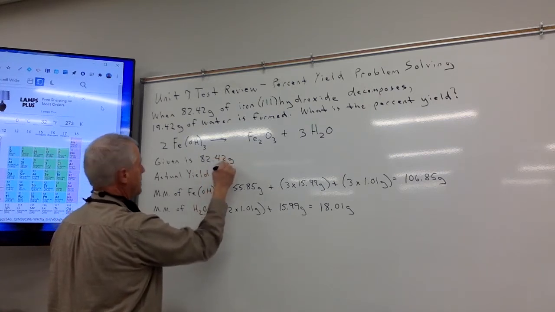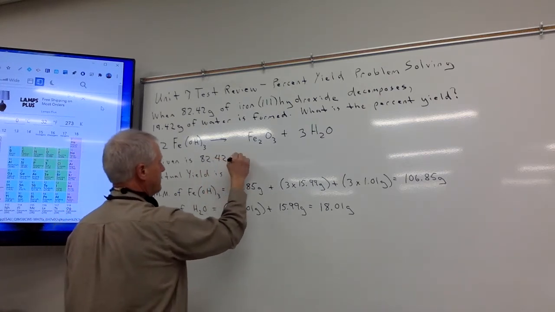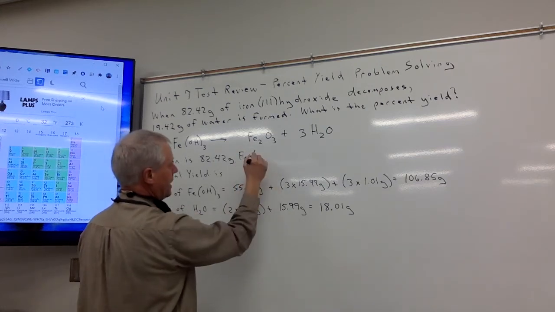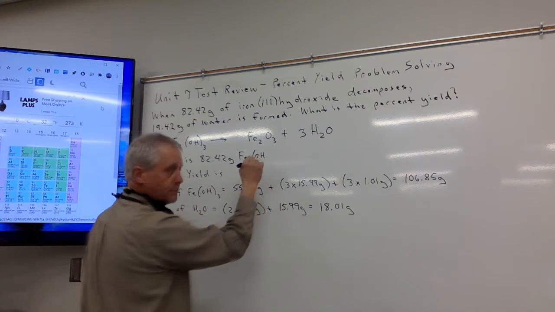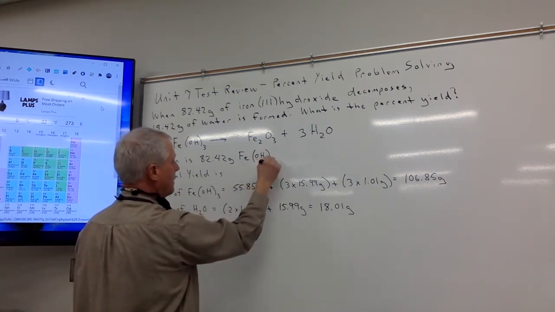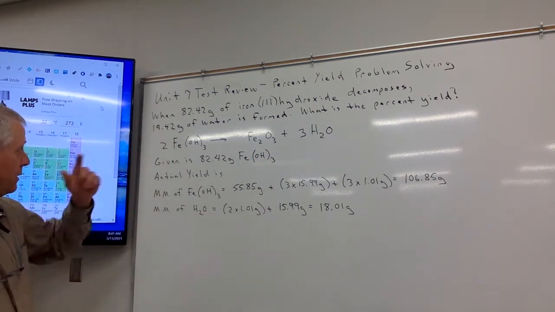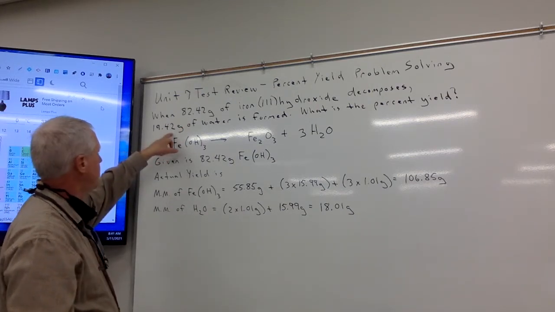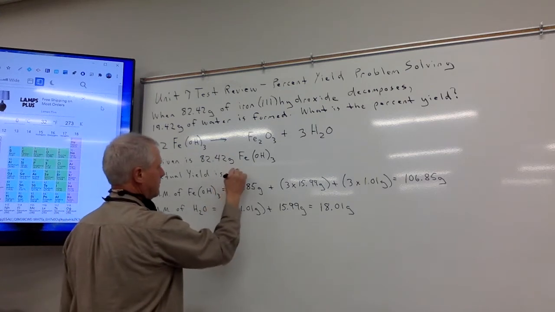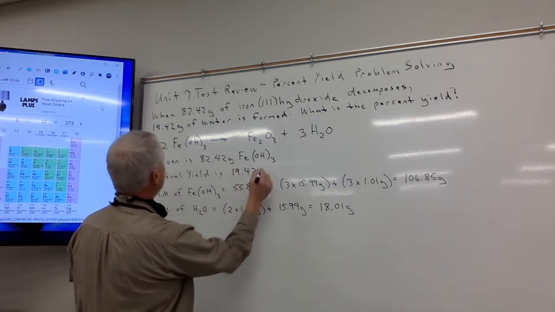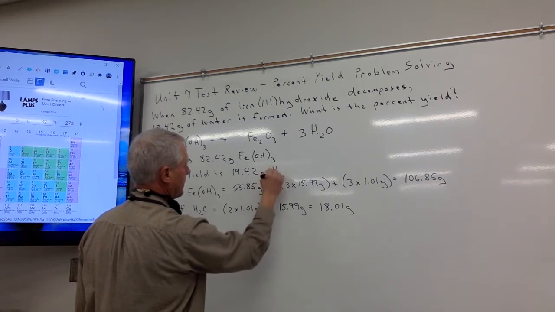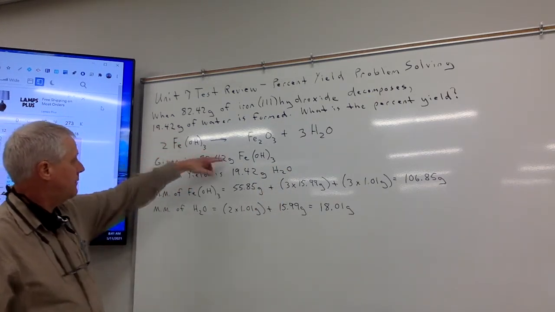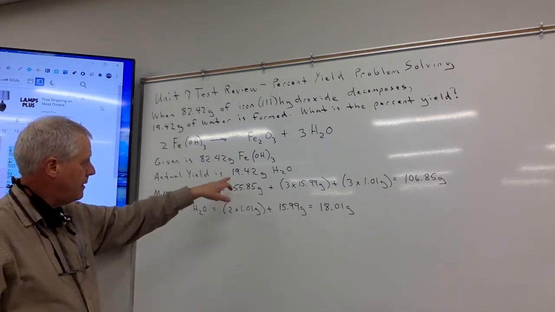Now, the given in the problem again is the 82.42 grams of the iron hydroxide, iron 3 hydroxide. And then the actual yield that's posted here in this problem is 19.42 grams of water. Okay, so we're going to need to know the molar mass of these two items here, the iron hydroxide and the water.